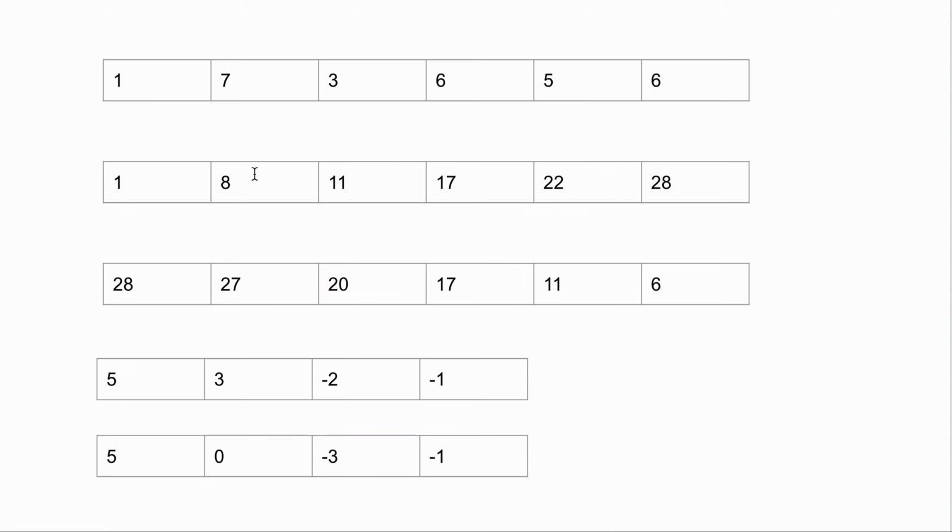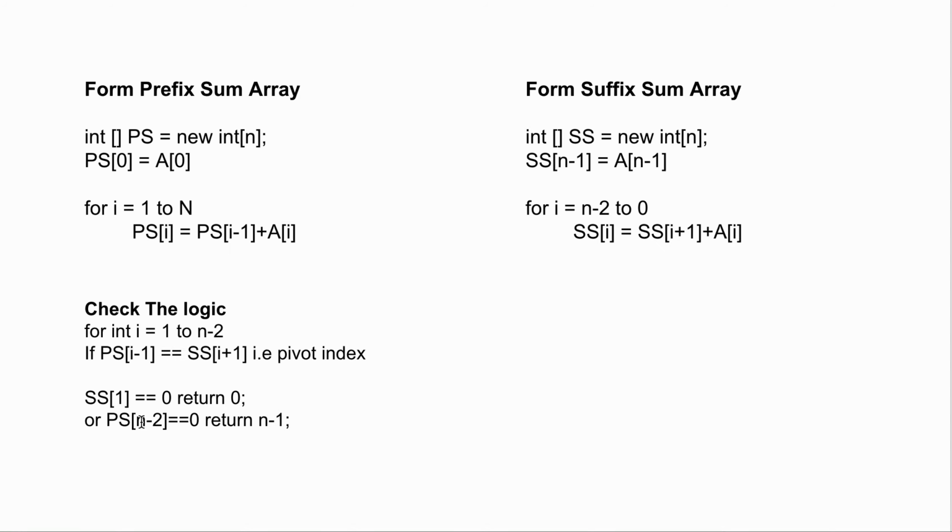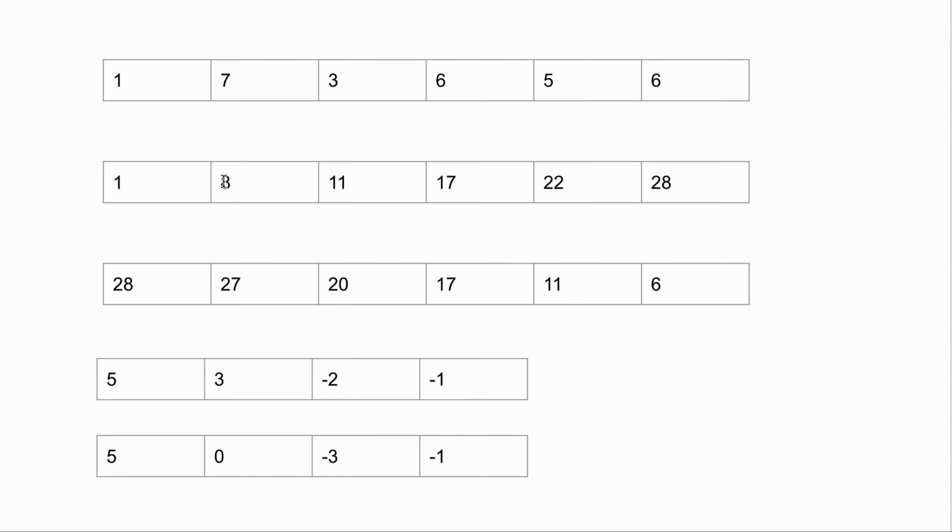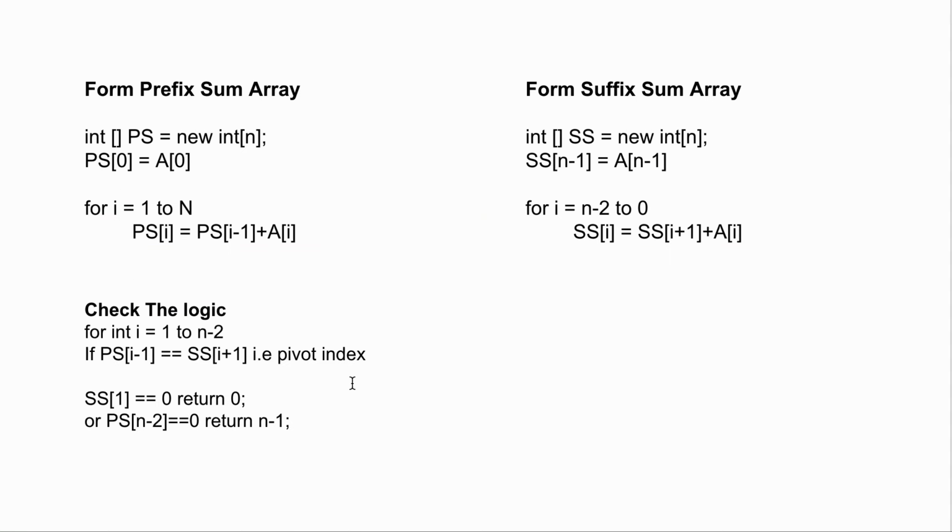And what is the logic to check if it is a pivot index? We start from I equal to 1 and we iterate till n minus 2. And if the PS of I minus 1 is equal to suffix of I plus 1, then that is our answer. That is PS of I minus 1 equals suffix of I plus 1. Then that is our answer. Okay, so that is what I am doing here.